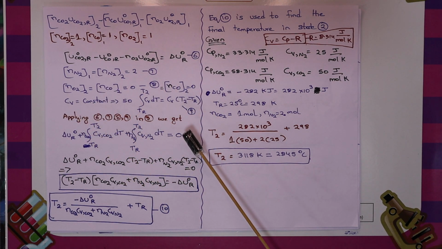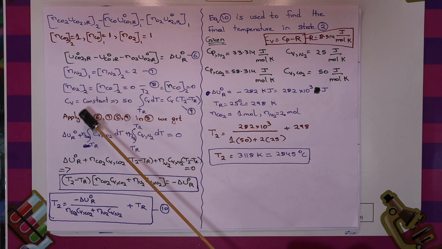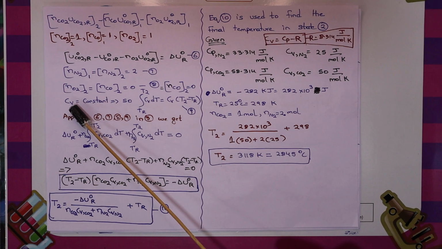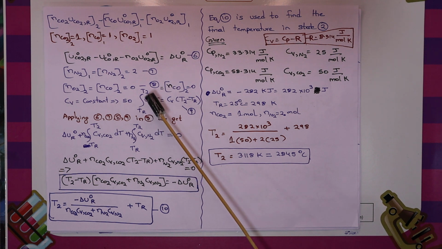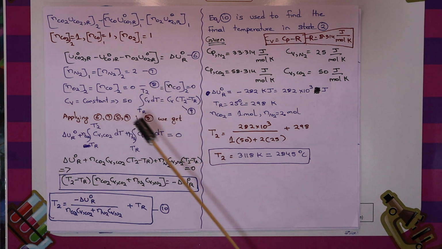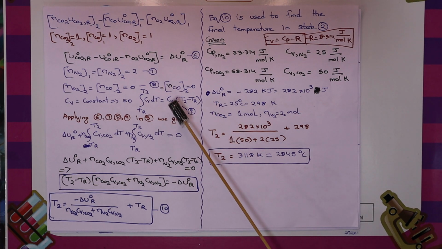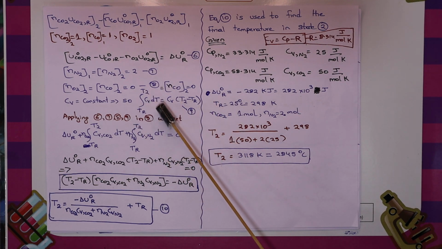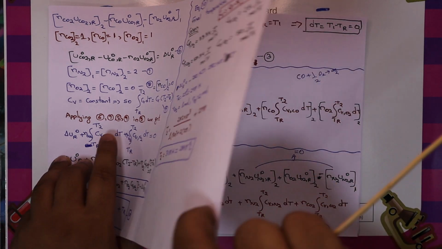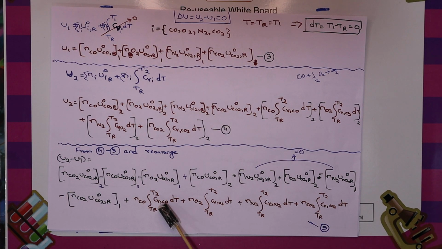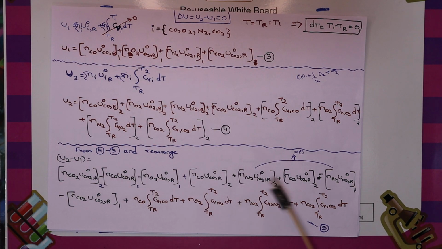CV is a constant, that means the change in internal energy depends on CV, and CV doesn't change with temperature. So in the integral from TR to T2 of CV dt, CV can come out of the integral, and it is equal to CV into T2 minus TR. If you apply this to every molecule, you can bring CV out of the integration, and a few terms are 0. The first three will become the internal energy of the reaction, and the rest of the terms are 0.